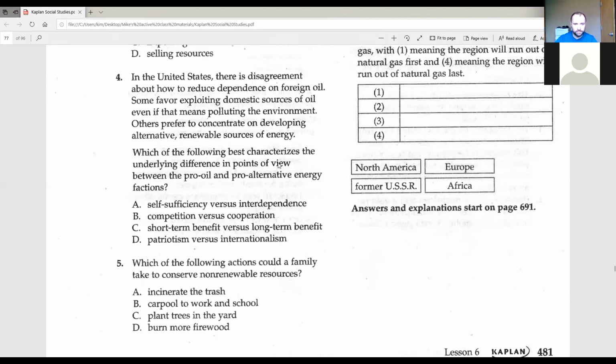Whereas the pro-alternative energy faction is looking at things more from a long-term benefit, right? It's more of a pain in the butt now to deal with it. But hopefully, if we can develop more alternative sources of energy, in the future, we're going to be better off. So again, taking out whether or not you agree with it, C is the one that answers the question best. So then go with it.